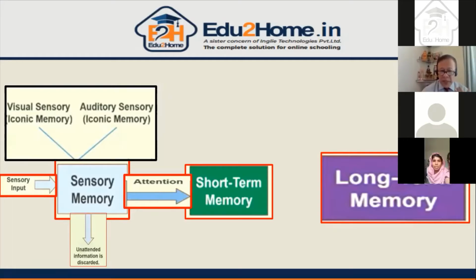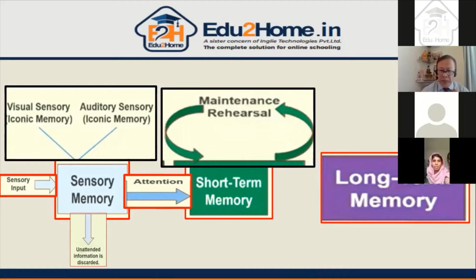It has been discarded. Now, from the short-term memory, how can you go to the long-term memory? There is a process, and the process is you have to rehearse over and over again. Then only can it be encoded, and if it is encoded in the brain, it can lead to long-term memory.